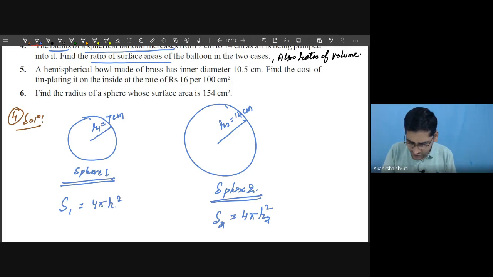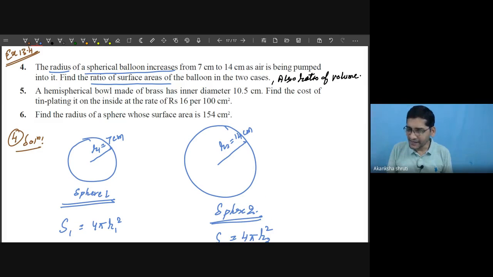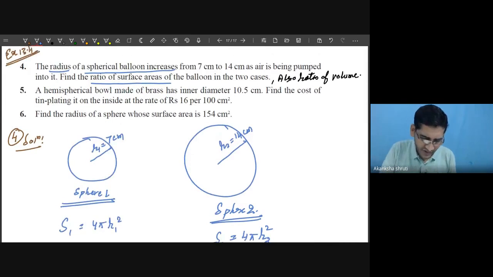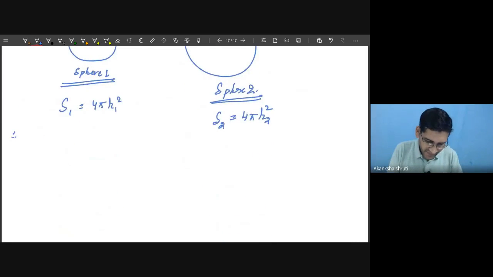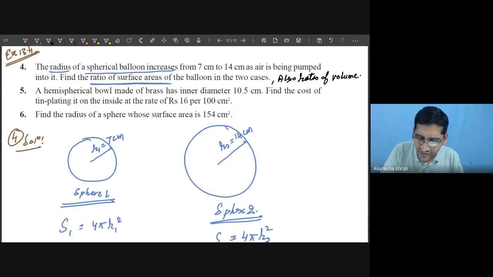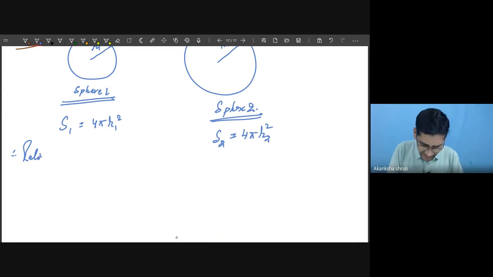Students, we need to calculate the ratio. So no need to substitute the values like 4 into 22 by 7. First, let us take the ratio, then we will substitute the values. So the ratio of the surface area in the 2 cases. So write ratio of surface area.